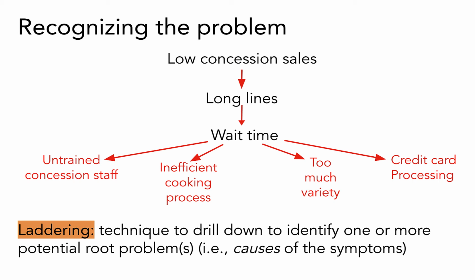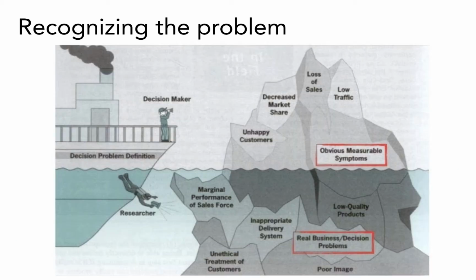Laddering is a technique to drill down to identify one or more potential root problems or causes of the symptoms. This is essential in recognizing a problem in research. By consequence, what researchers see is very different from what decision makers see. Researchers look below the surface. They dig deep and try to find the true underlying business problems.